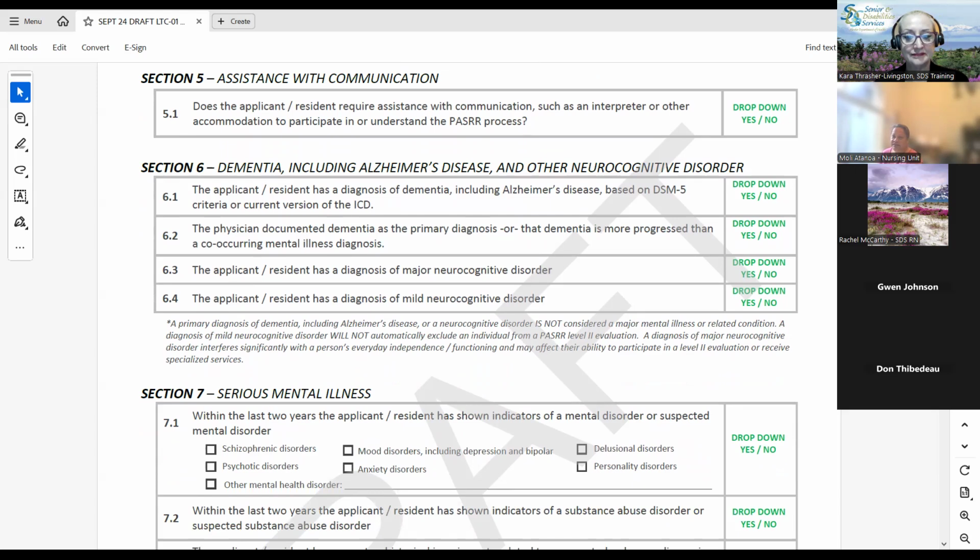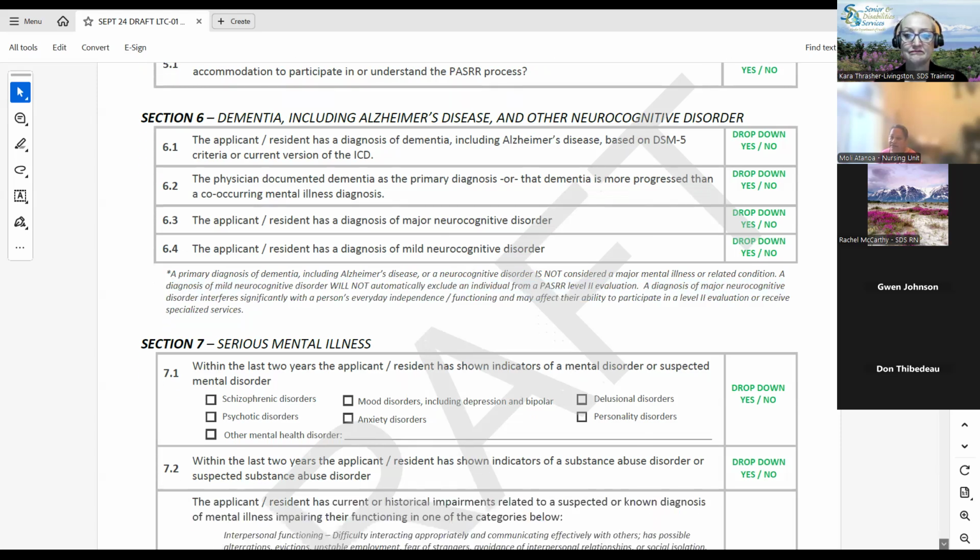And you'll see below different sections, you'll have some information that will help you fill out the form. So in section 6, you'll see below that box talks about a primary diagnosis of dementia, including Alzheimer's. A neurocog disorder is not considered a major mental illness or related condition. So some guidance provided there for you.